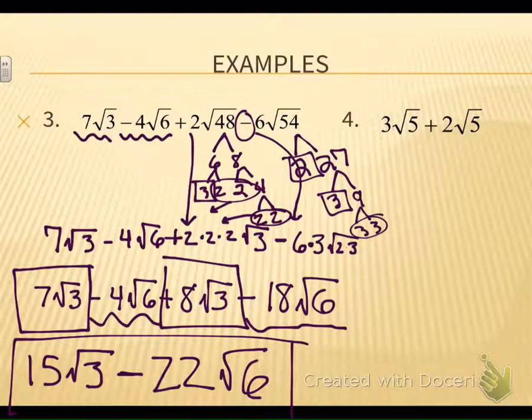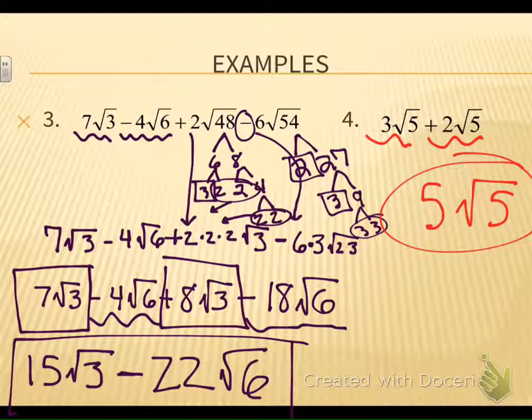Alright, the next one. We've got 3 root 5 plus 2 root 5. Those are like terms, and they do not factor down. So 3 plus 2 is 5 root 5.